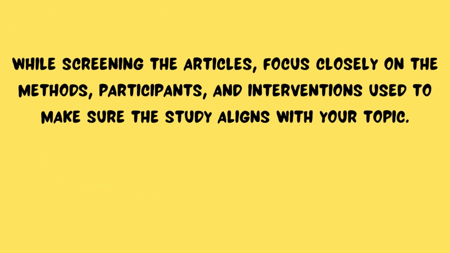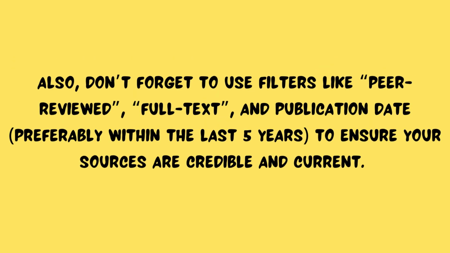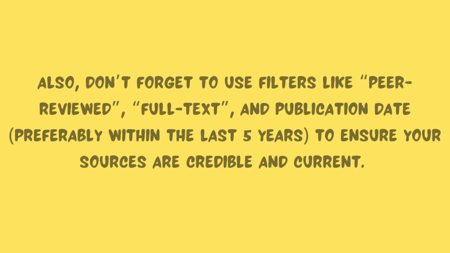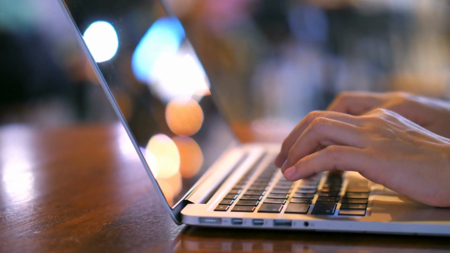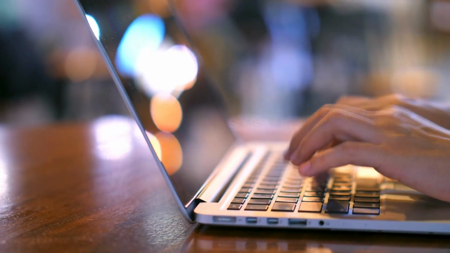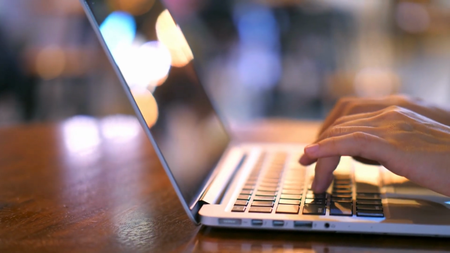While screening the articles, focus closely on the methods, participants, and interventions used to make sure the study aligns with your topic. Also, don't forget to use filters like peer-reviewed, full text, and publication date, preferably within the last 5 years, to ensure your sources are credible and current. This strategy will help you find high-quality, relevant research articles for any ABA-related topic.